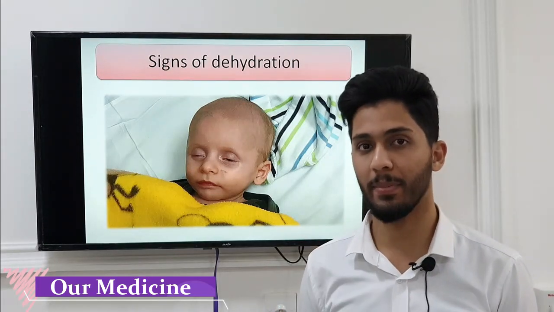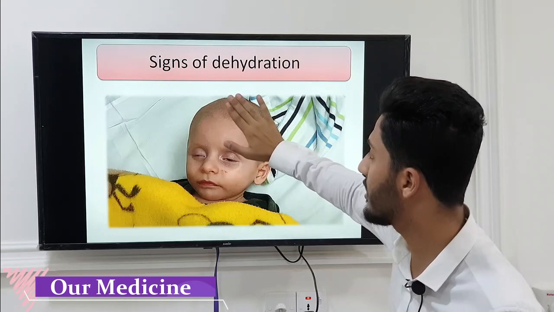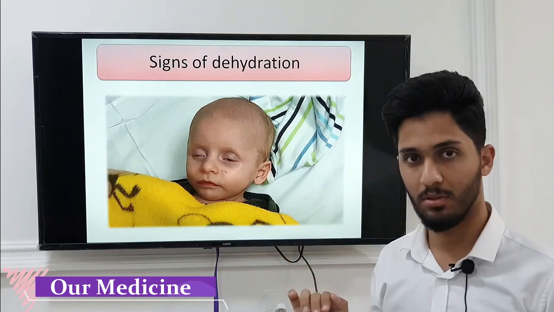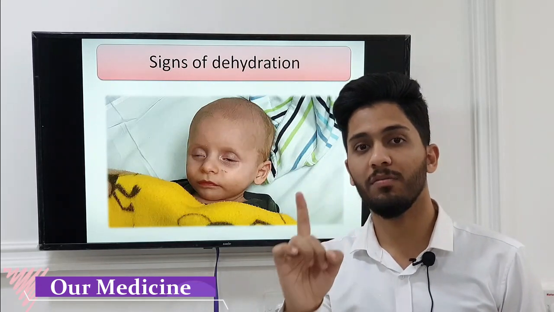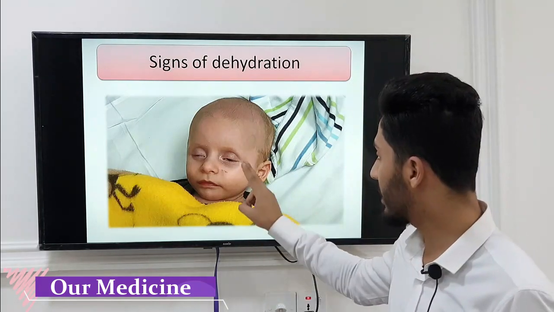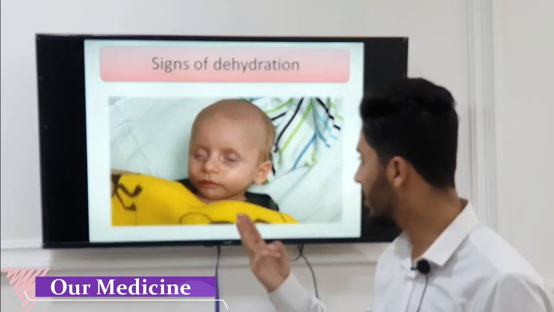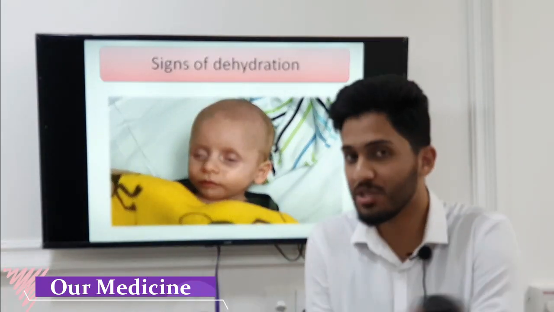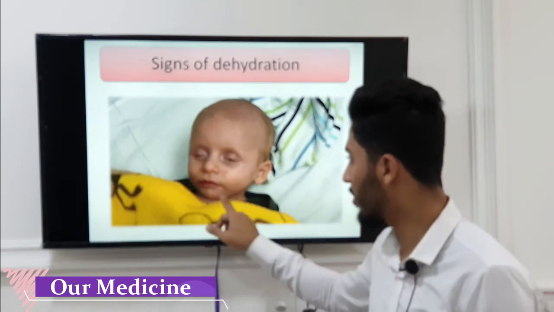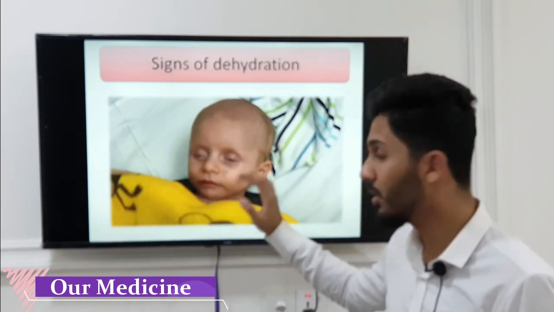You must examine. Examine what? Examine the fontanelle. You will palpate the fontanelle. You will find severe depression of the fontanelle. This is number 1. By inspection, there are sunken eyes. Number 2. Number 3, when the patient cries, there are no tears. Number 4, dryness of the mucous membrane of the mouth. Number 5.